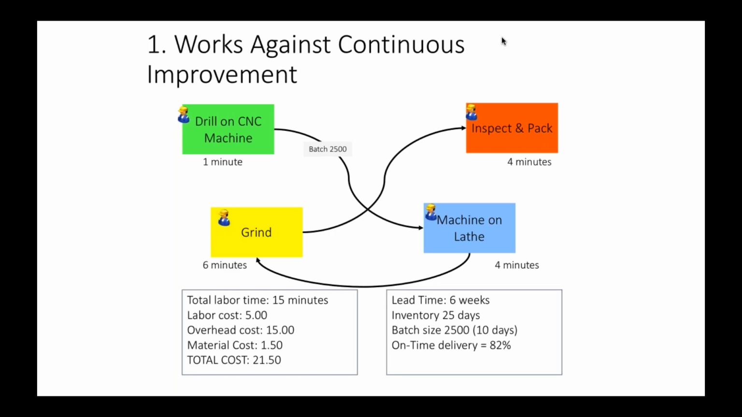If you look on the lower right-hand side, you'll see operational information: a 6-week lead time, 25 days of inventory, a batch size of 2,500, and on-time delivery of only 82%. Not very good in terms of operating performance. On the lower left side, you see some product cost information. Based on a total labor time of 15 minutes, we have $5 in labor cost, an overhead rate gives us $15 of overhead, material cost is $1.50, for a total cost of $21.50. So that's the current state.